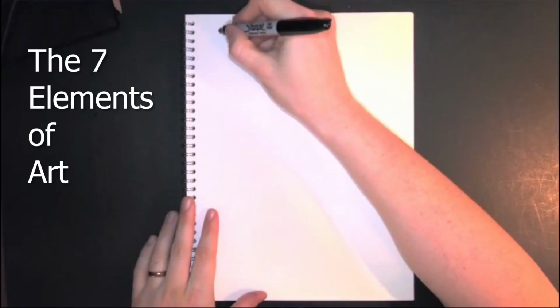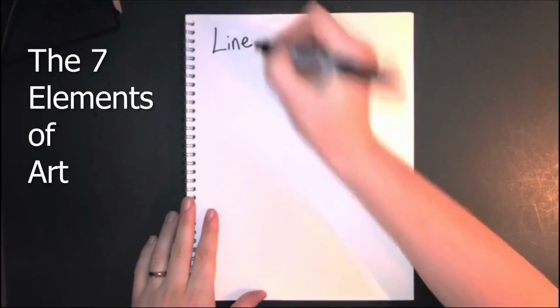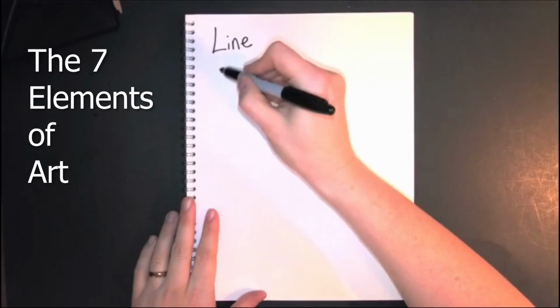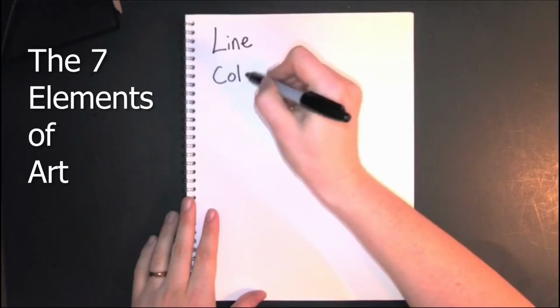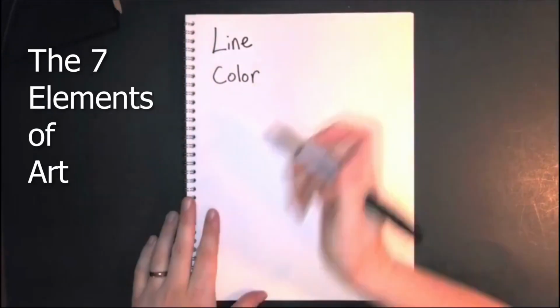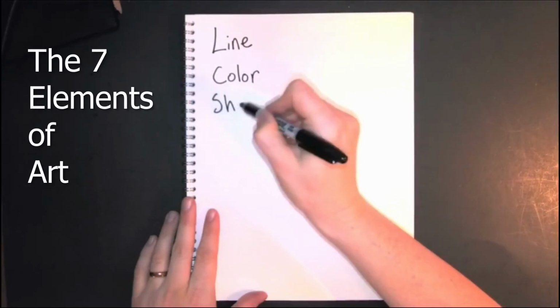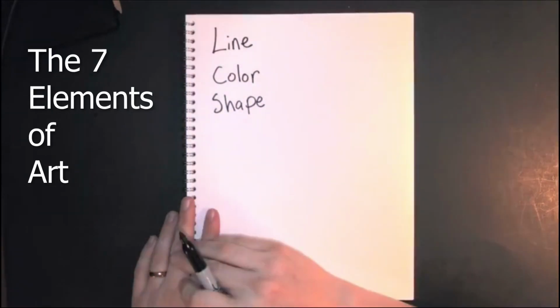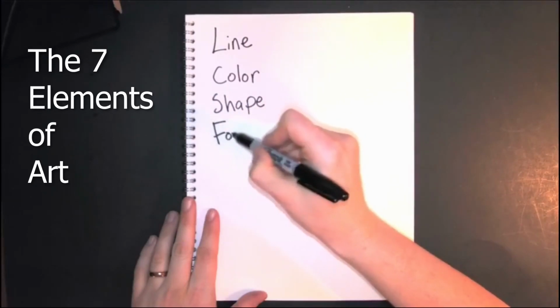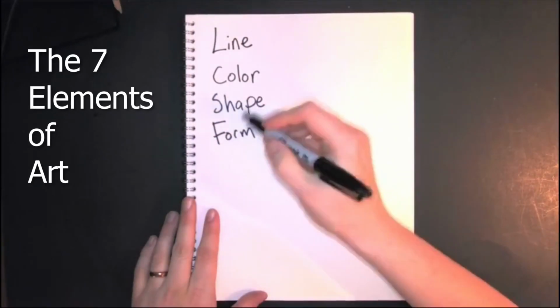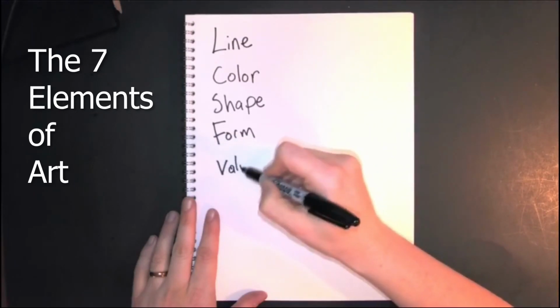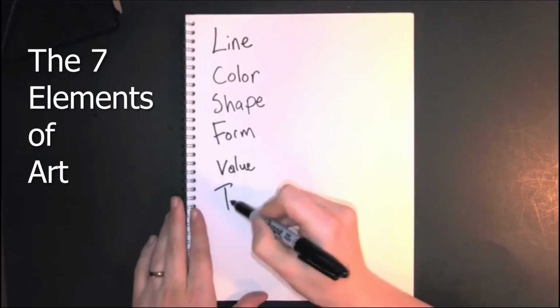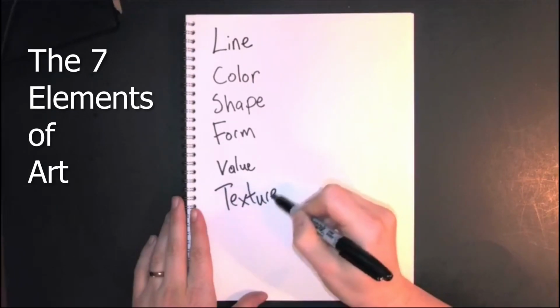There are 7 elements. First, we start with line. Then we have color. Then there is shape, form, value, and texture.